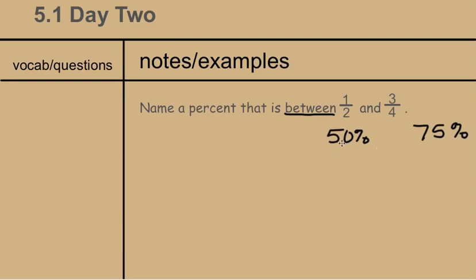So now, name a percent that is between. Well, it can't be 50. 50 is not between. And it can't be 75. 75 is not between. So it can be anything 51 to 74%. Any one of those answers would be sufficient. It doesn't say to write it as a fraction, but you could. If I wanted to, I would just take whatever number I chose and put it over 100, and if it reduced, great. If not, leave it.